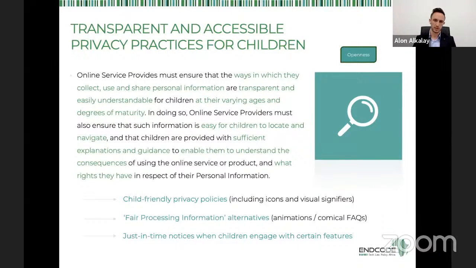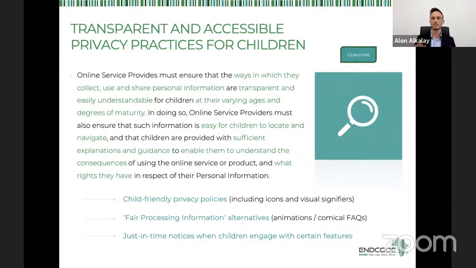Now, transparency and accessibility links to the guideline on adequate consent. What we're asking is that OSPs ensure that the ways in which they collect, use, and share personal information are transparent and easily understandable for children, once again, at their varying ages and degrees of maturity. When they're doing that, OSPs must ensure that such information is easy for children to locate and navigate, and that they are provided with sufficient explanations and guidance to enable them to understand the consequences of using the online service or product, and also what rights they have.